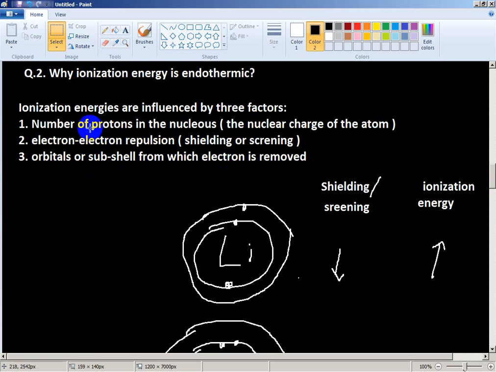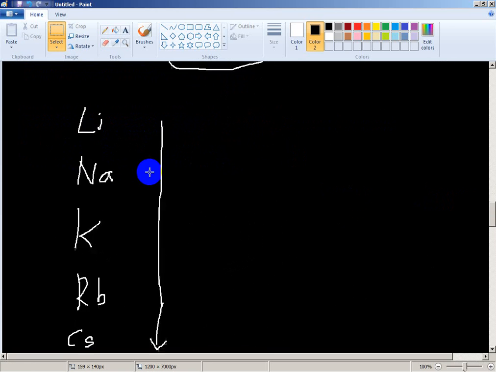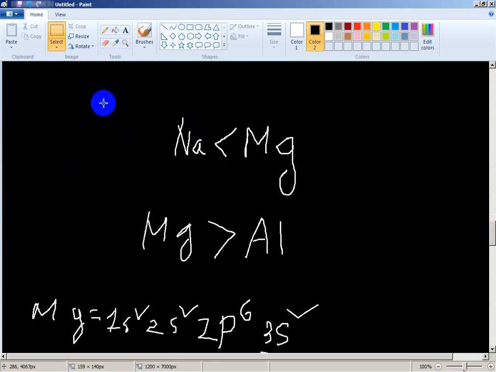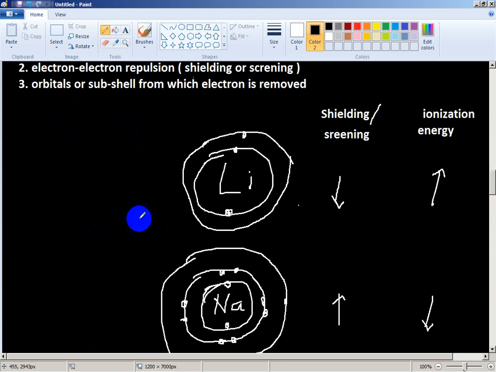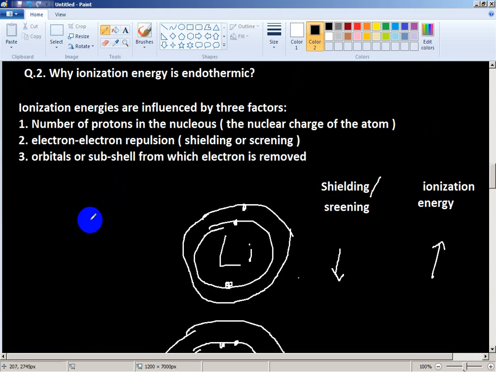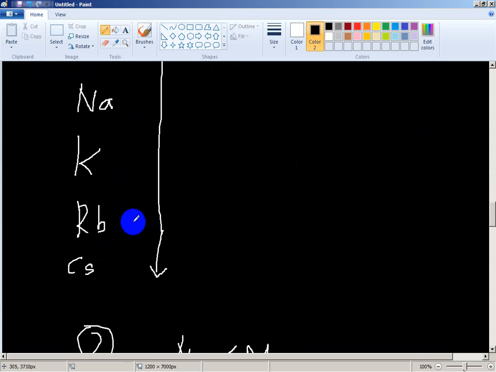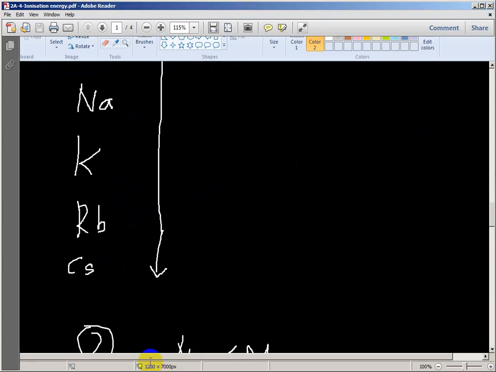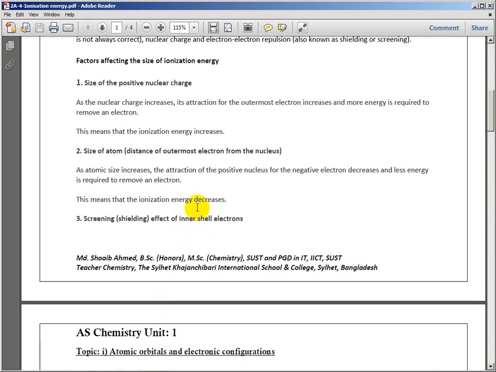Number of protons in the nucleus. This explanation, two factors are responsible here. Here factor number 3 is responsible. Here the shielding effect, factor number 2, is responsible. Okay, using all these things you will explain ionization energy. Now the second topic.